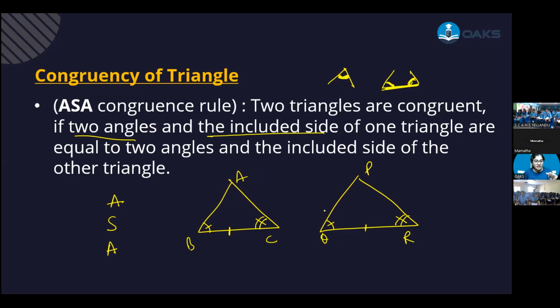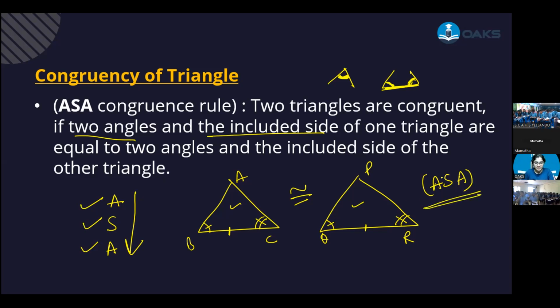Now, if these three conditions are given, we can easily say that these two triangles are congruent because of angle side angle. An angle of one triangle is equal to an angle of the other triangle, then the side, and then the angle. We have to follow angle side angle, right? Angle side angle of one triangle is equal to angle side angle of the other triangle. So we have this congruency condition.